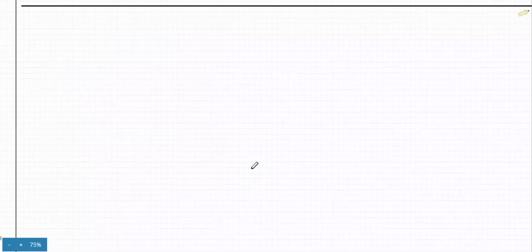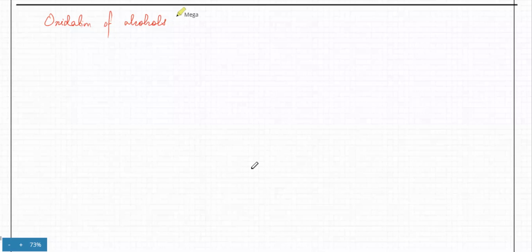Anyways, we had to start from this point onwards. The next thing that we had to do was, I said, what's the next thing? It's oxidation of alcohols. ठीक है, it's oxidation of alcohols. And we're only going to do the oxidation of one type of alcohol, which are primary alcohols.